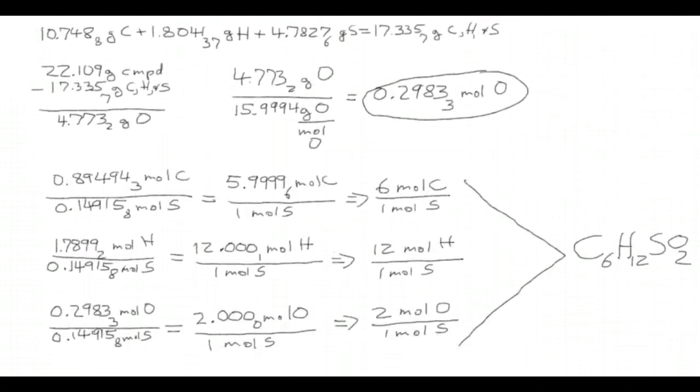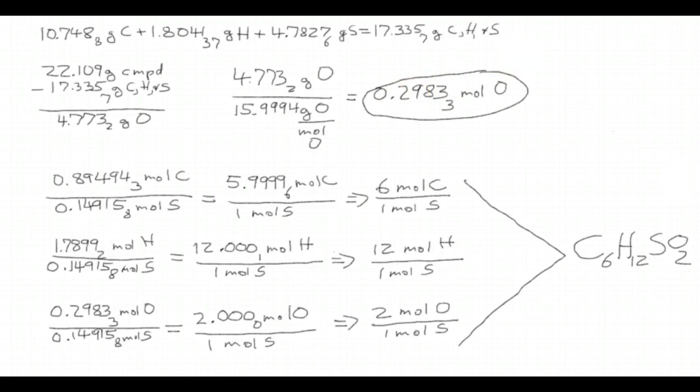Let's look at this first. All right. We're going to take 22.109 grams of the compound. We know how many grams of carbon, hydrogen, and sulfur there are. We add them up. We get this many grams of carbon, hydrogen, and sulfur. Subtract that from the total mass of the compound, 22.109 grams. And that tells us how many grams of oxygen we have in 22.109 grams of the compound. Take the grams of oxygen, divide by the molar mass of oxygen, and we get moles of oxygen. Circle around that. We don't need the mass of the elements anymore. Now all we need are the moles of each element in the 22.109 grams of the compound.